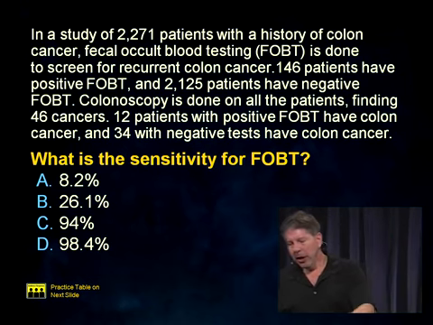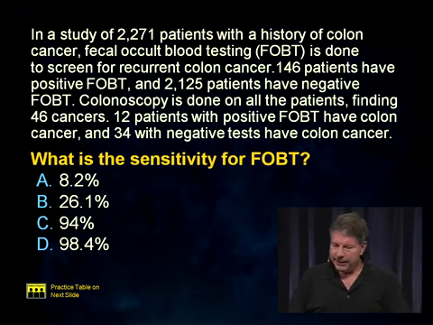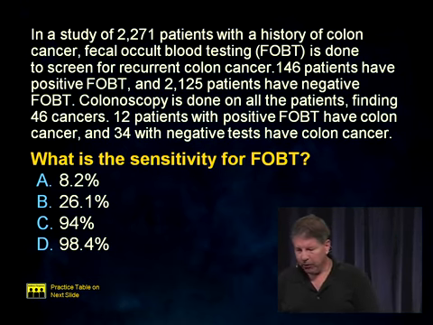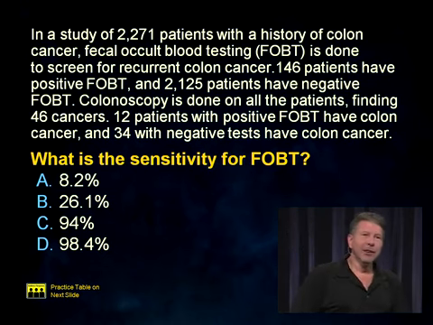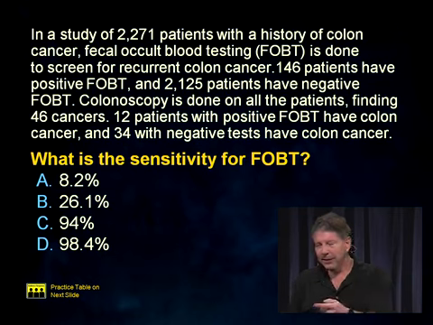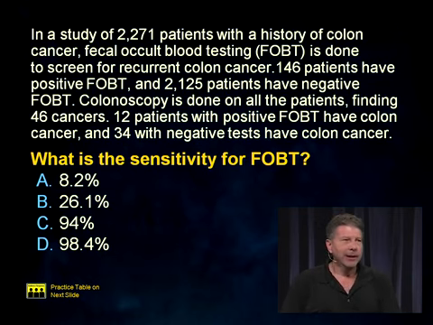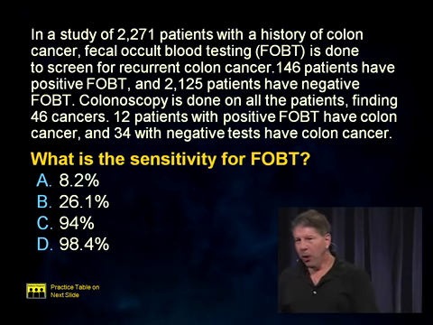So you're reading along, 2,271, fecal occult blood testing is done to screen for colon cancer. 146 patients have a positive fecal occult blood test. 2,125 have a negative fecal occult blood test. Colonoscopy is done on all the patients, finding 46 cancers. 12 patients with a positive fecal occult blood test have colon cancer, and 34 with negative tests. And your eyes just start glazing over, right? There are numbers everywhere. And then you see they want sensitivity, and you just go, forget it. All right, so we're going to walk through this one.